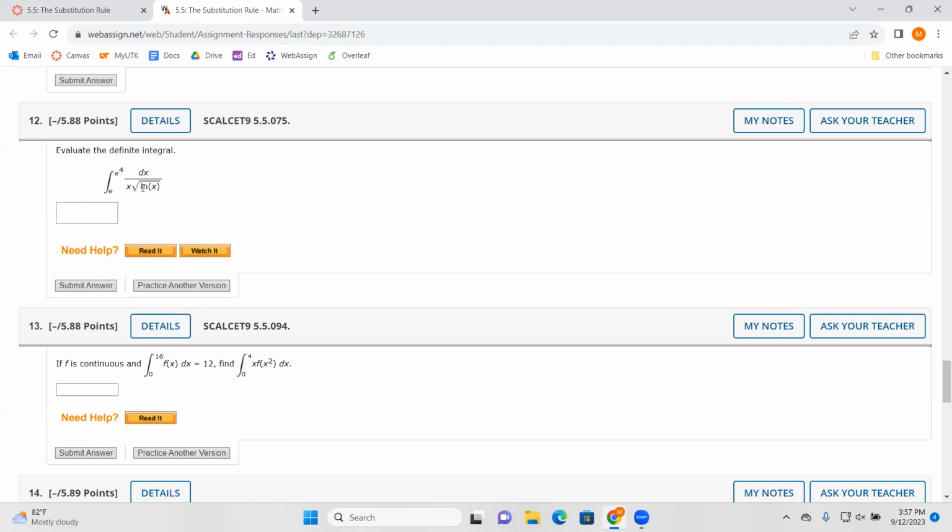And then whenever you integrate and you get whatever function that you do after integrating, you'll get something in terms of u.